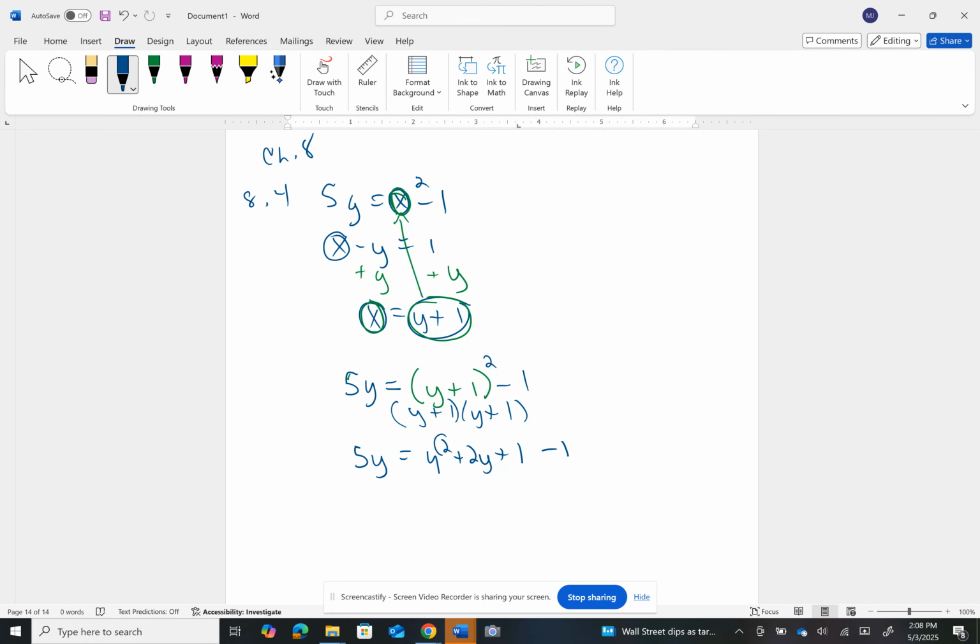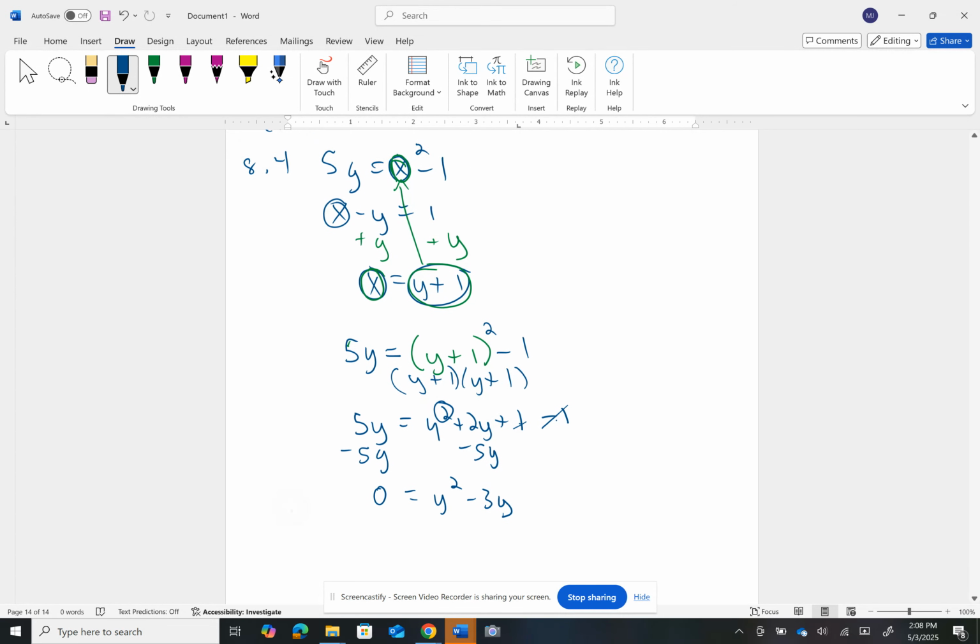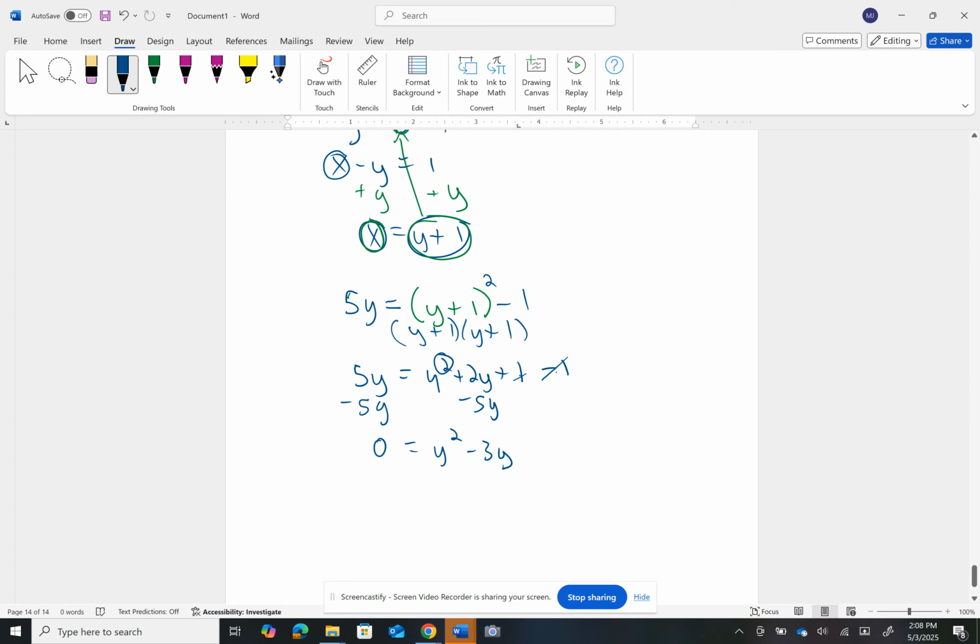Now this turned out to be quadratic, so I'm going to need to get a 0 on one side. I'm going to subtract 5y from both sides to get a 0 there. Then I have y squared minus 3y, and the 1 minus 1 wound up canceling out. So I've got y squared minus 3y is equal to 0.